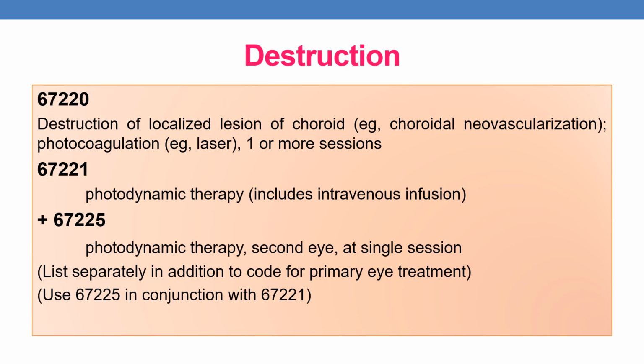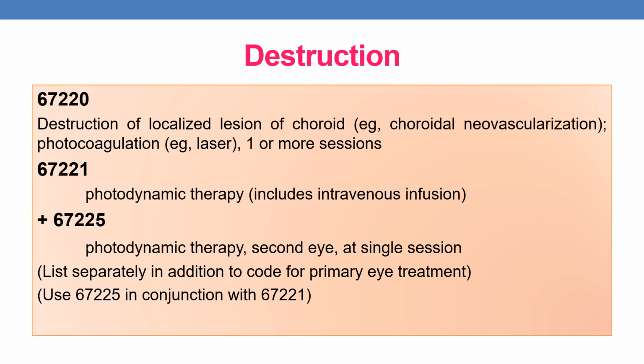The next is 67220, destruction of localized lesion of choroid, for example choroidal neovascularization, photocoagulation, for example laser, one or more sessions. The next is 67221, destruction of localized lesion of choroid, photodynamic therapy. It includes the intravenous infusion also.